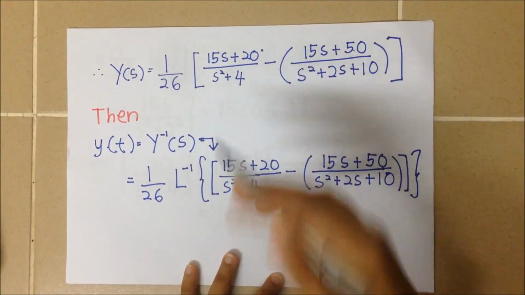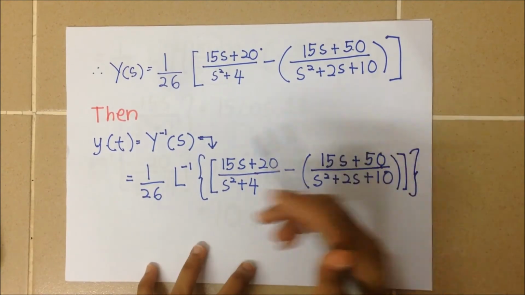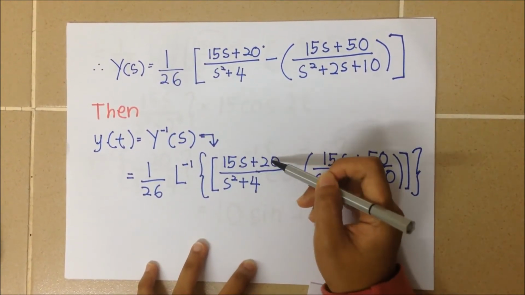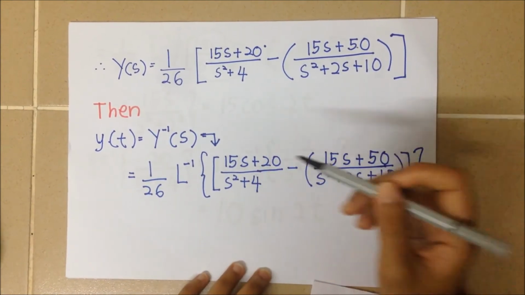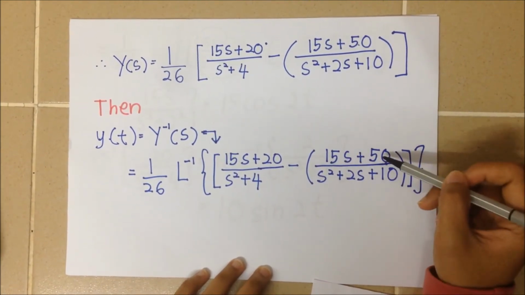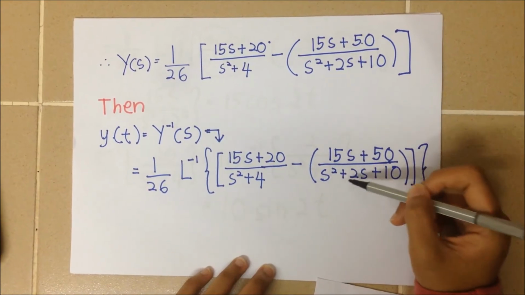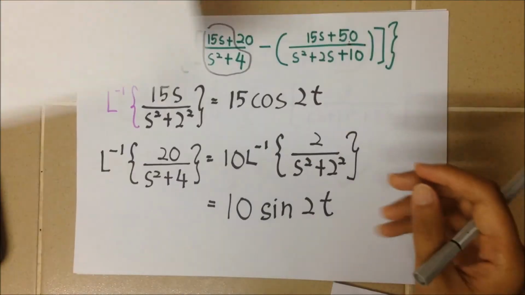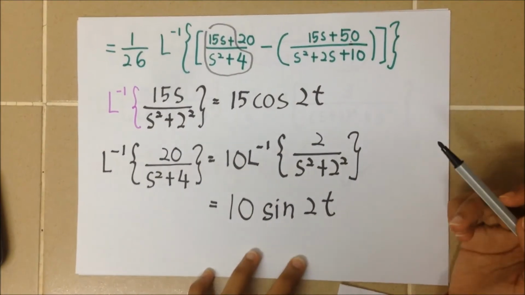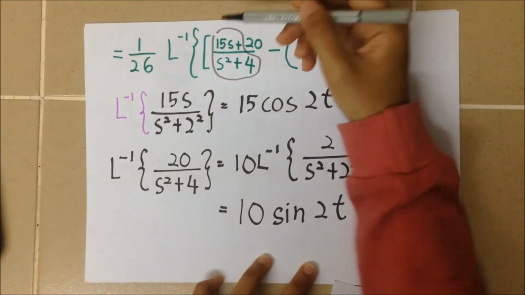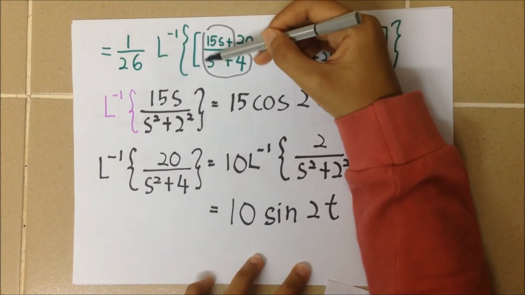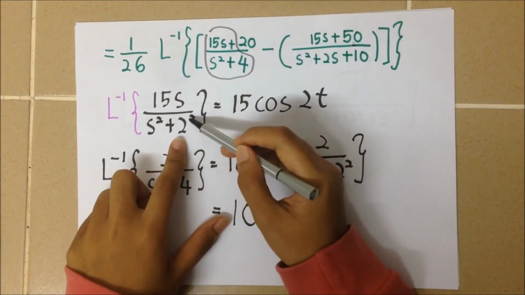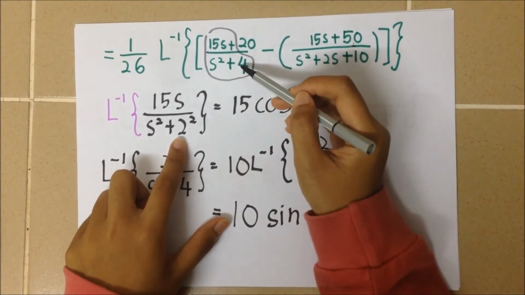Dan jawapan yang ni kita inverse Laplacekan dan kita tulis balik 1 per 26 inverse Laplace 15S tambah 20 per S squared tambah 4 tolak 15S tambah 50 per S squared tambah 2S tambah 10 dan tutup kurungan. First kita inverse lapaskan satu-satu. First kita inverse lapaskan yang ni. 15S per S squared tambah 4. Sama je. 2 squared sama je dengan 4.